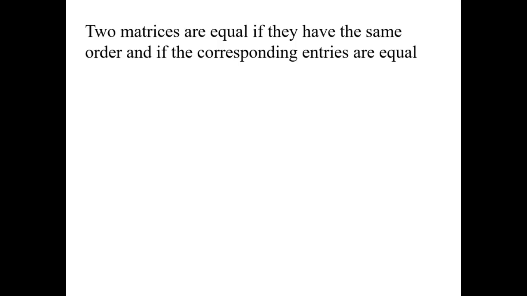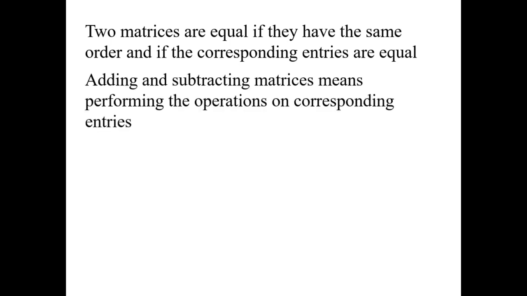Two matrices are equal if they have the same order and if the corresponding entries are equal to each other. By the way, the next several slides are going to feel familiar because when we first talked about vectors, we talked about a lot of the same things we're about to say for matrices. Of course, a vector is just a matrix with only one column, but we said two vectors are equal if they're the same size and if the entries are all the same as each other. I'm saying the same thing about matrices.